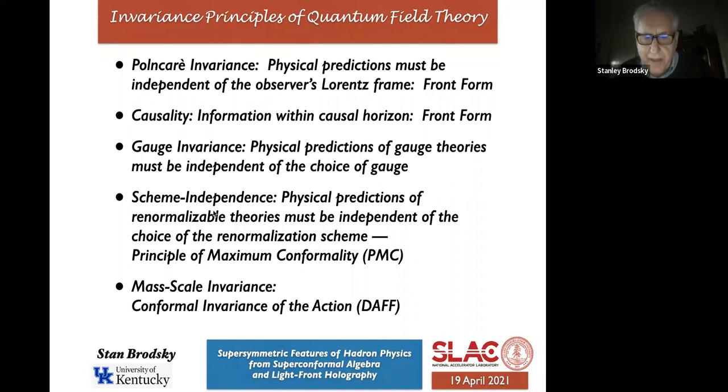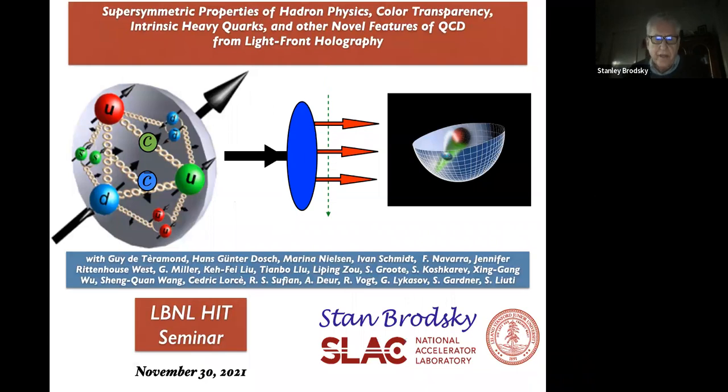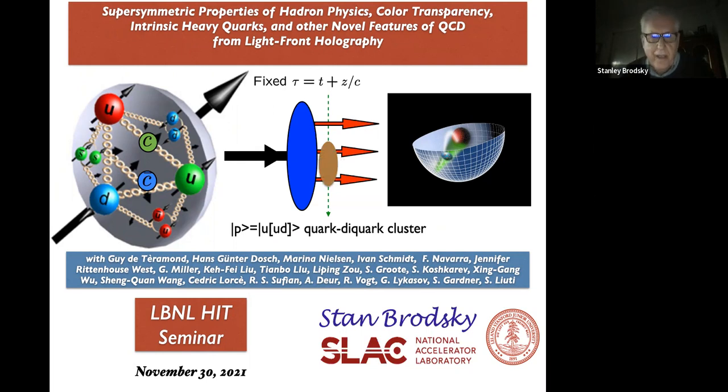We also have scheme independence. When we do renormalization, we normally think of MS-bar, but if you use the principle of maximum conformality, it eliminates the uncertainty in the scales that you put in for the renormalization, and it also gives you answers which don't depend on the renormalization scheme. That's a whole talk in itself. And then we have this conformal invariance of the action. So finally, this is my final slide. You guys are very patient, so you didn't yell at me for talking too long, but thank you.